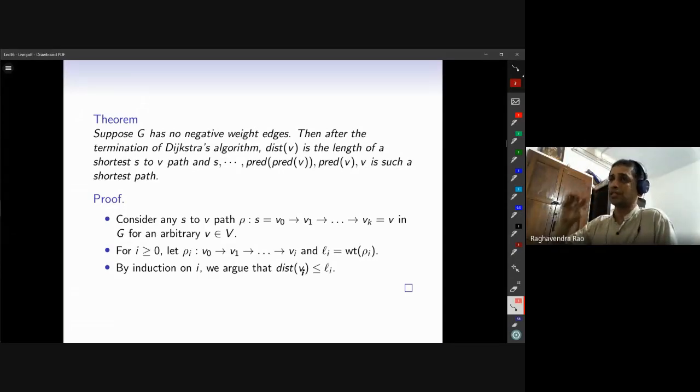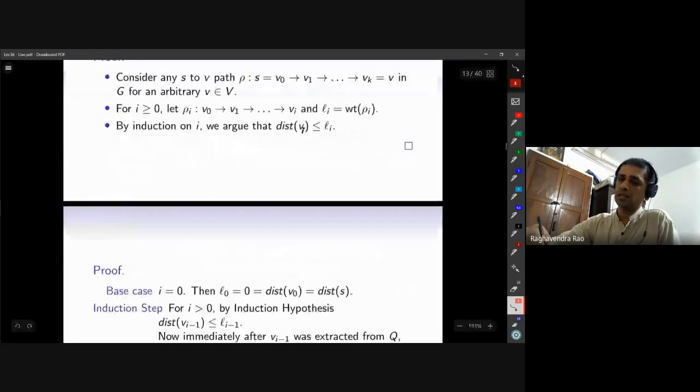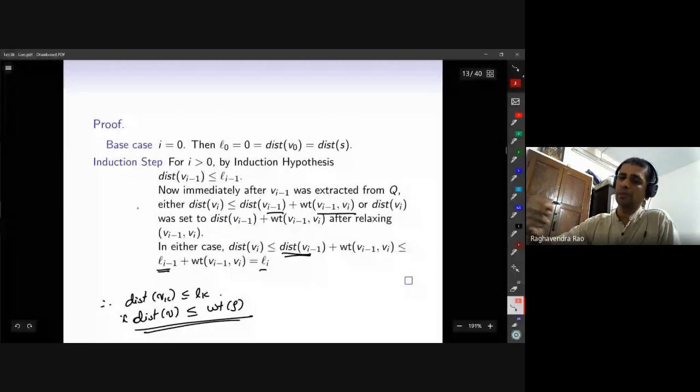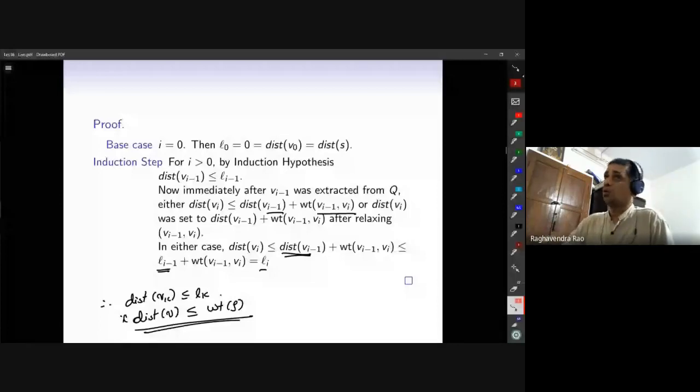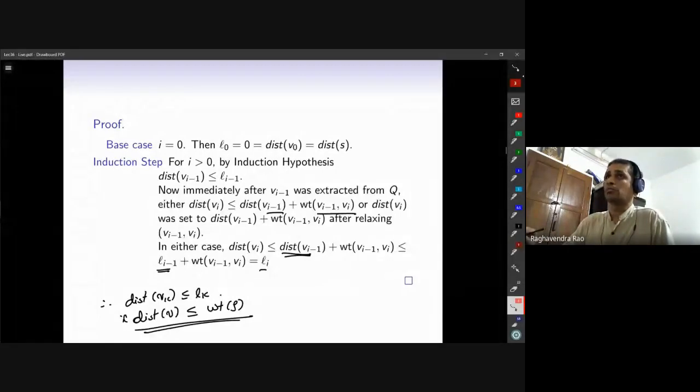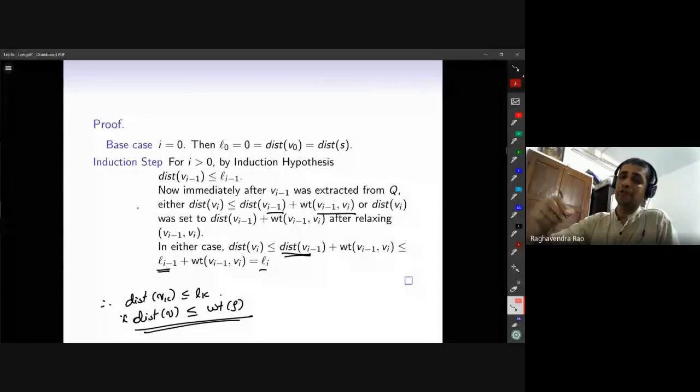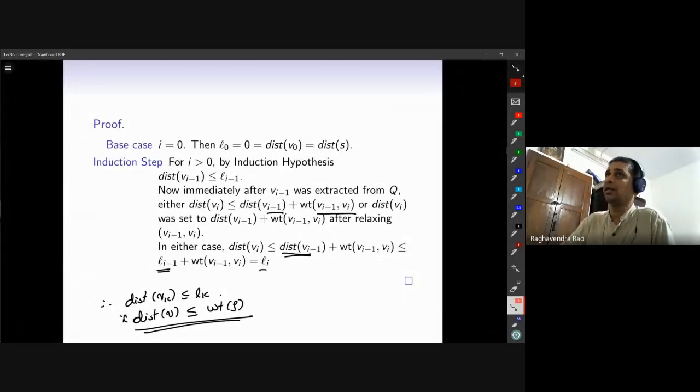So the distance of V that we have computed in the algorithm is at most the length of that path. Now you take this specific path output by the algorithm through the predecessor relationship, and we observe that everything holds with equality. All the inequalities that we have put will hold with equality. So distance of V will be equal to the weight of the path that we have output through the predecessor relationship. But we already know that distance of V is the length of the shortest path. Hence the path represented by the predecessor relationship will be equal to the length of the shortest path.